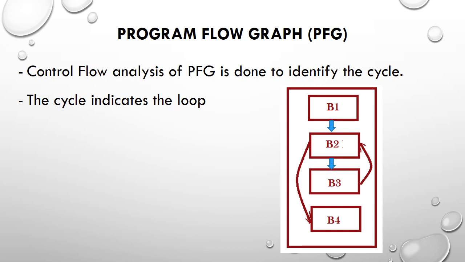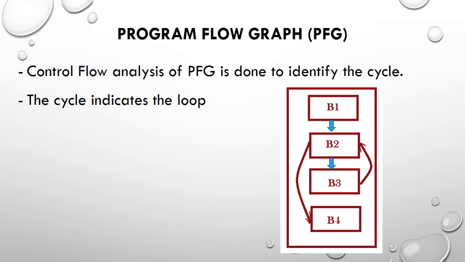Okay, so control flow analysis is done on the program flow graph just to identify if there is any cycle, and in case there is a cycle, it signifies the loop. For example, in the given basic blocks and the program flow graph.